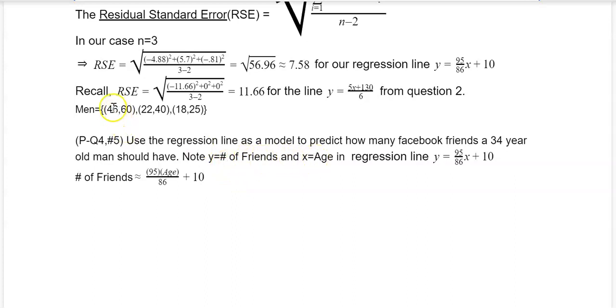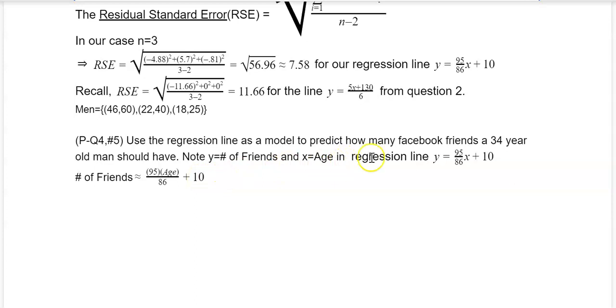If you look at the scatter plot, the 46 is the age, the 60 is the number of friends, 20 is the age, 40 the number of friends, and so forth. So on our regression line model, the y corresponds to number of friends, and the x corresponds to age. If you want to know how many Facebook friends a man has, this is just a model, roughly equal to 95 times age divided by 86, plus 10.